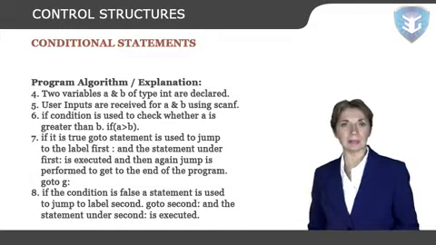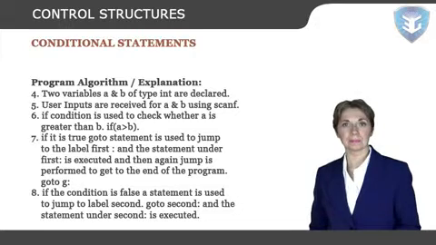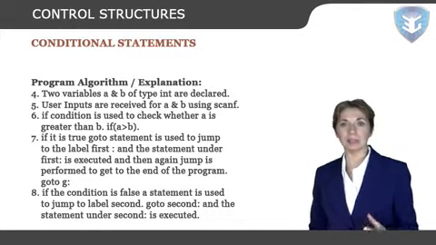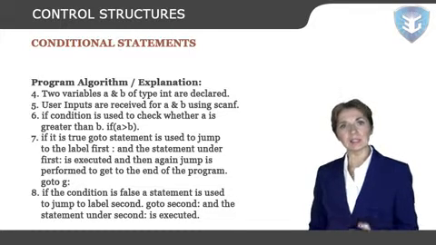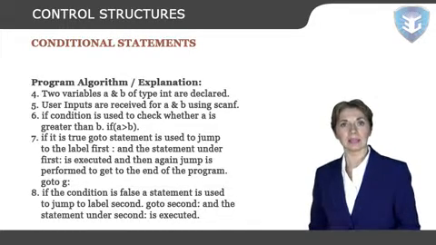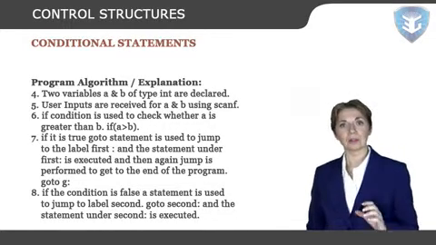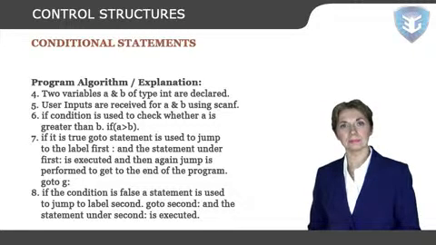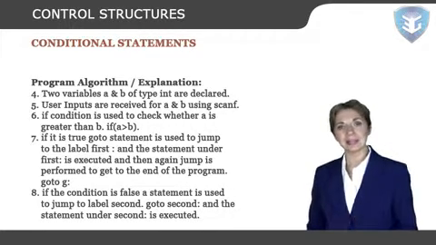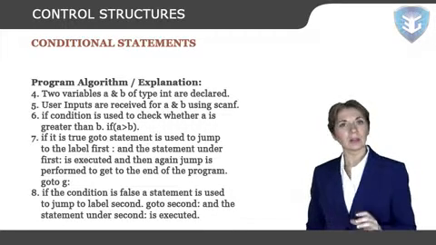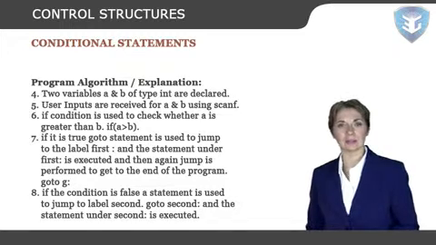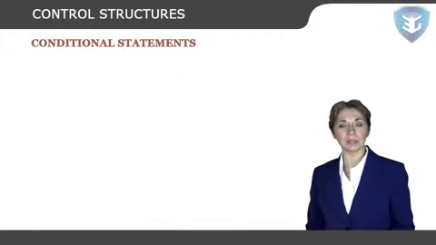Two variables A and B of type int are declared. User inputs are received for A and B using scanf. If condition is used to check whether A is greater than B. If true, a goto statement is used to jump to the label first, and the statement under first is executed, and then again a jump is performed to get to the end of the program. Go to G. If the condition is false, a goto statement is used to jump to label second. Go to second, and the statement under second is executed. Output is shown on the screen.